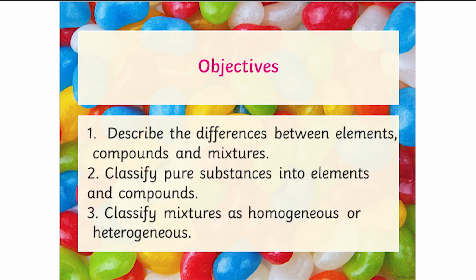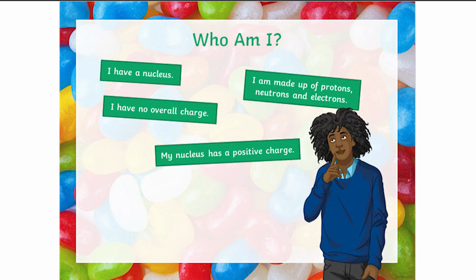Who am I? I have a nucleus. I have no overall charge. My nucleus has a positive charge. I'm made up of protons, neutrons, and electrons. If your answer is atom, you're correct.